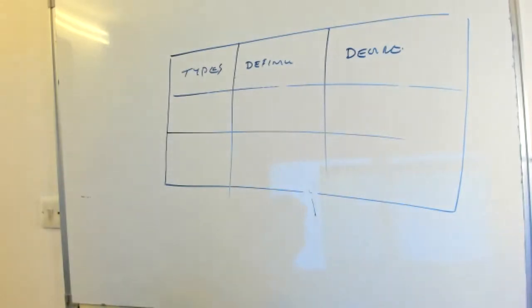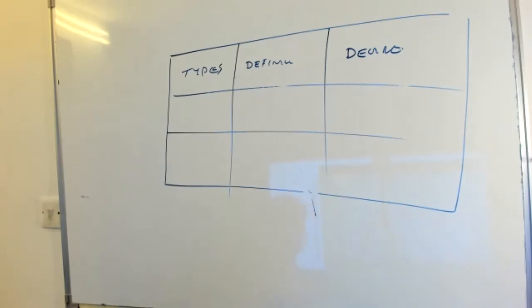A polynomial, listen, a polynomial of the form ax plus b, where a and b are real numbers, and a not equal to 0. Okay, right, degree 1.